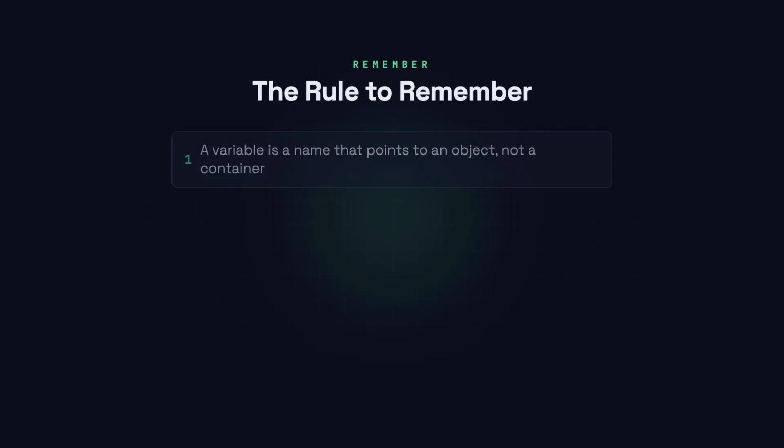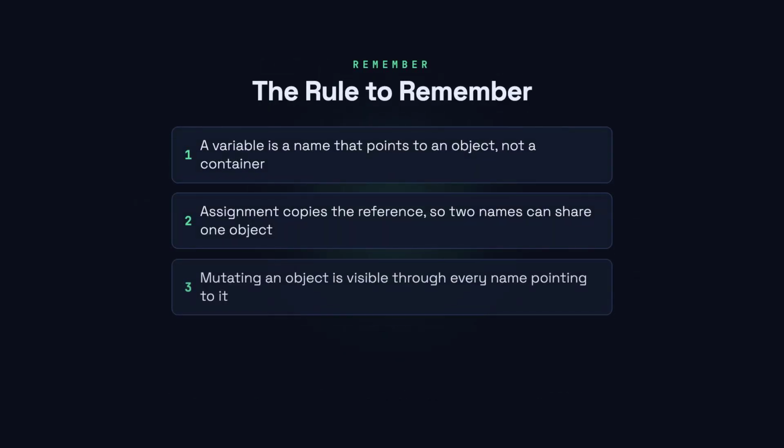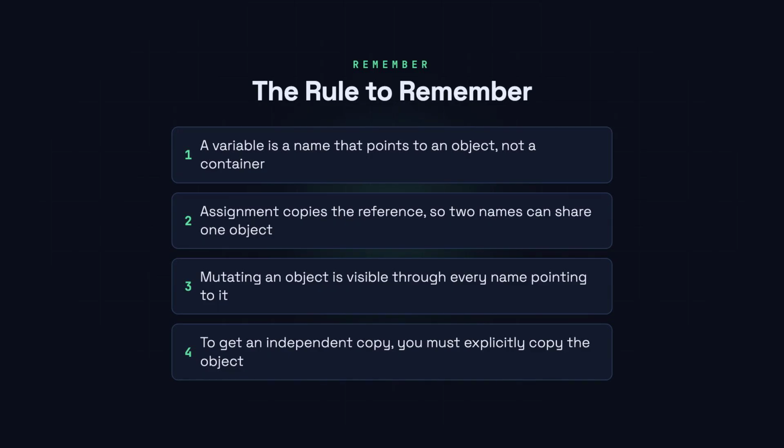The golden rule: assignment shares references, it does not clone objects. Whenever you mutate a mutable object like a list, every name pointing to it will see the change. Keep this in mind, and Python's behavior will always make sense.